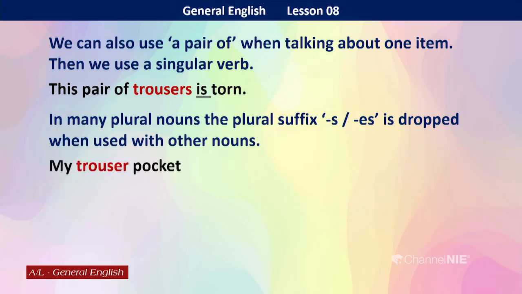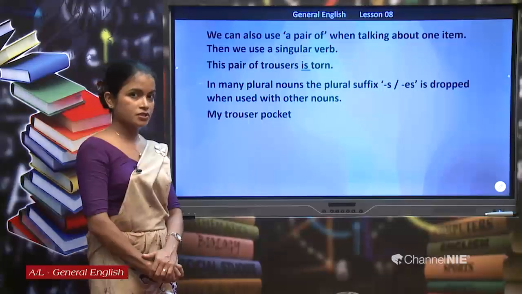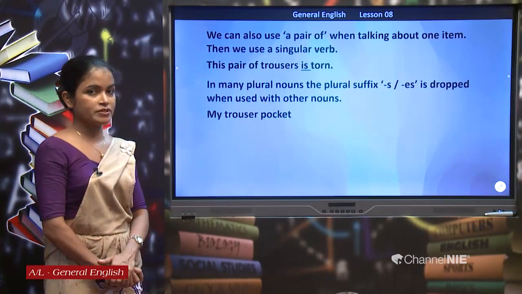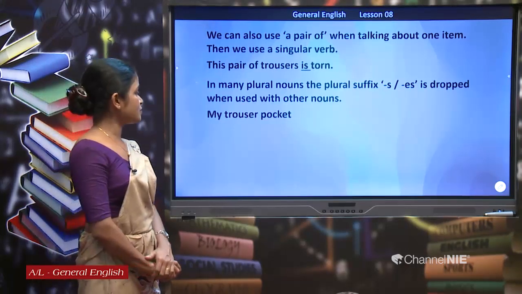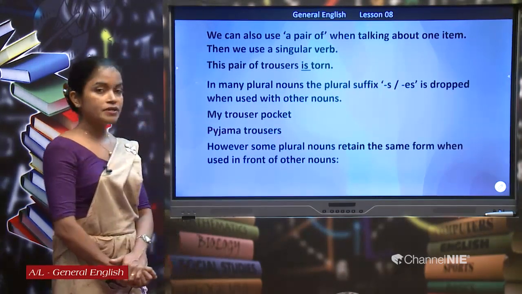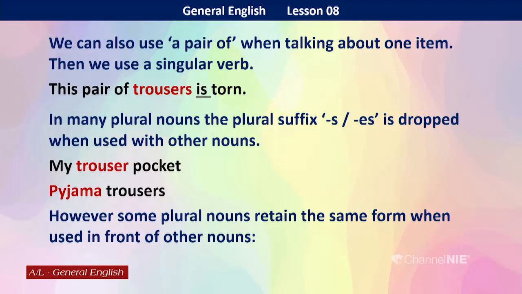Like trousers, if the word is used with another noun, as in this example, my trouser pocket. Pocket is the other noun. So, with that noun, the word trousers has become trouser. We have omitted the s. My trouser pocket. Pyjama trousers. There the word pyjamas has omitted the s, and we have to put it as pyjama trousers.